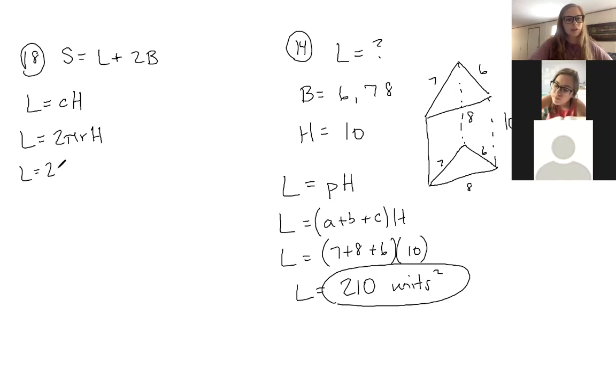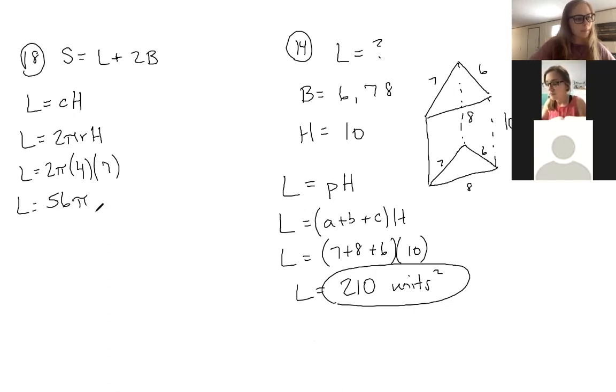Let's plug in our values. What is the radius for number 18? 4. 4. And Ethan, what's the height? 7. Yes, so here we go. Let's keep it in terms of pi for right now. So 2 times 4 times 7, that's 56 pi. So we've got 56 pi, and this is centimeters cubed. So we found the lateral surface area.